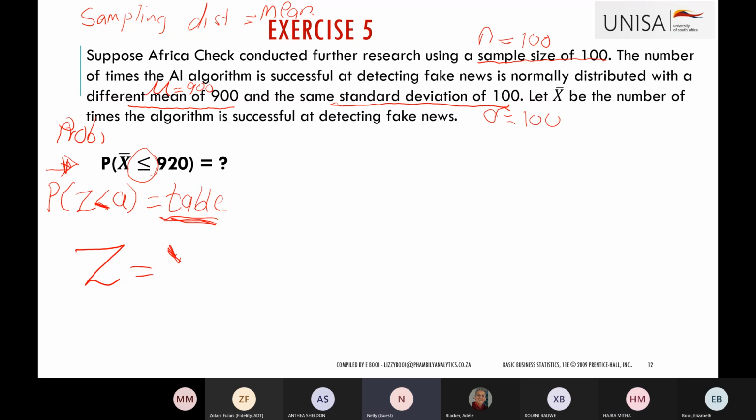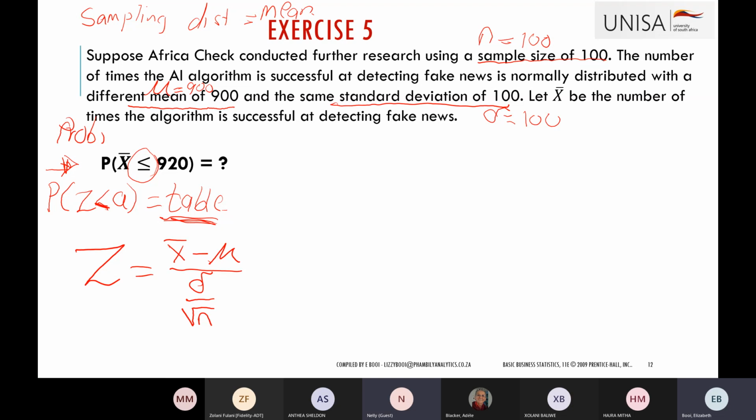Okay, I can help. Z is equal to the sample mean minus the population mean, over sigma, which is the standard deviation, over the square root of the sample size. Okay, so now we have everything we need in order for us to answer the question.